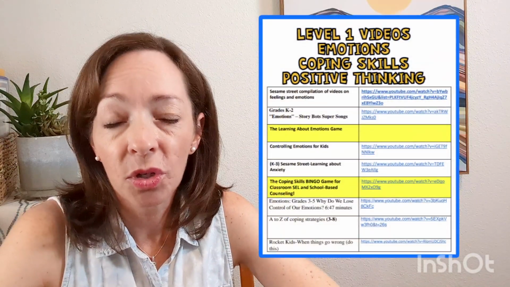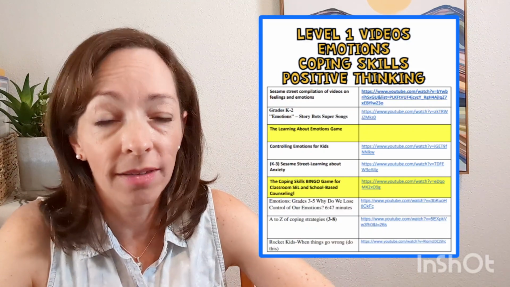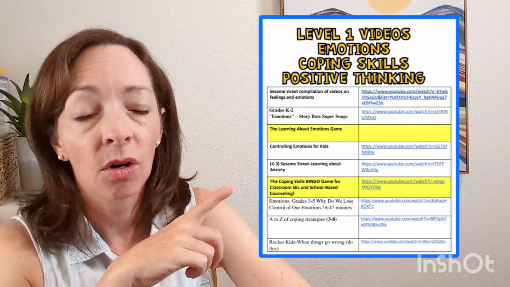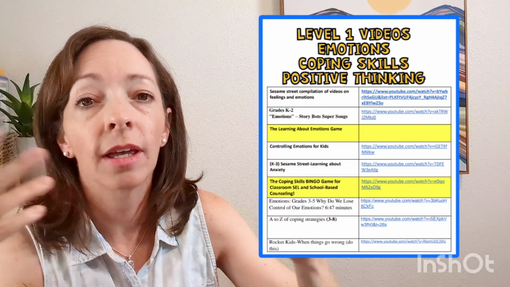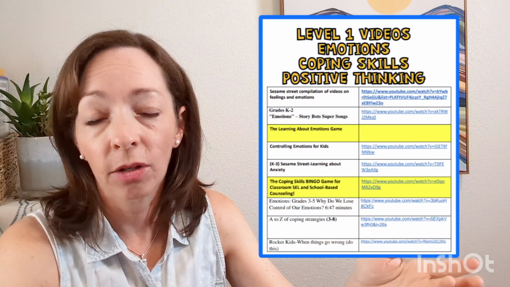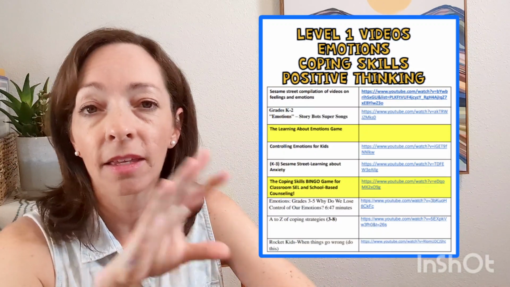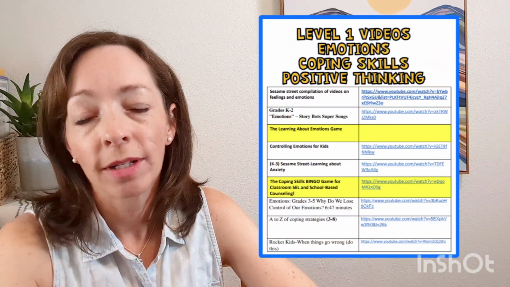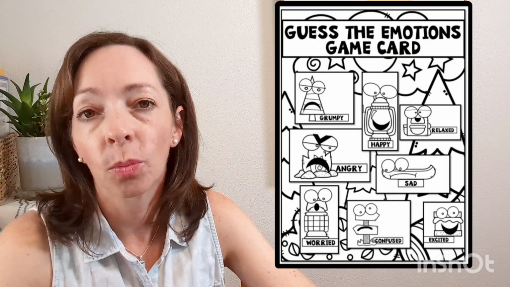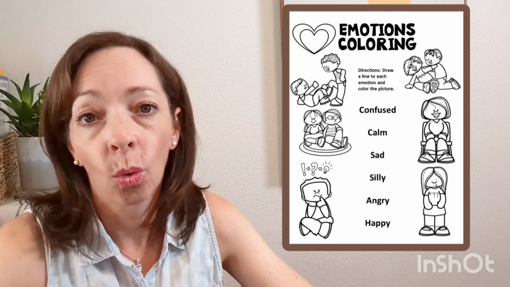So for level 1, the first theme is learning about emotions and coping skills and using positive thinking. For this level, there are several videos that you can see here. The ones highlighted in yellow are actually whole class game activities from the Counseling Fanny Pack of Fun YouTube channel. So you just click on the link and the game will come up. For some of the games, you do have to print out a game card. So be sure that you preview some of the videos and make sure that you're prepared for the activity.